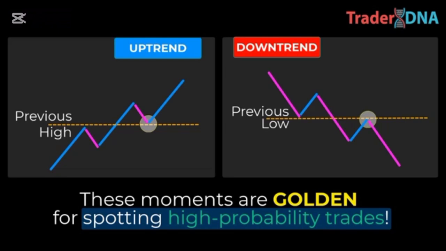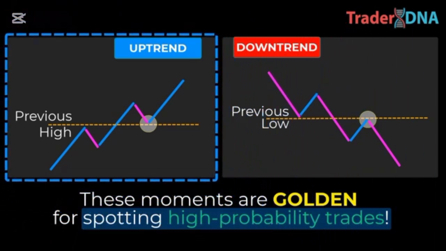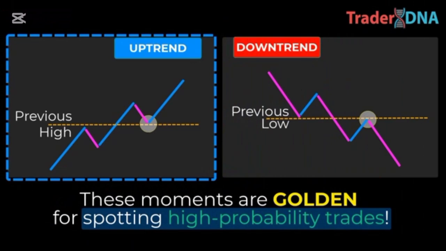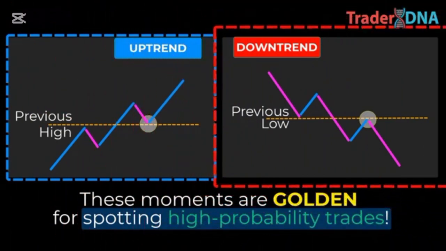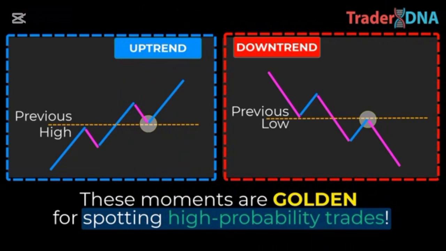Now here's something you need to know. The market creates structure with higher highs and higher lows in an uptrend and lower lows and lower highs in a downtrend. This is the basic building block of price action. Most of you might already know this, so I won't go too deep into it. But if you're new to these terms, don't worry, I'll simplify it for you.